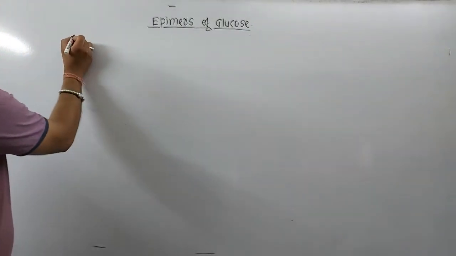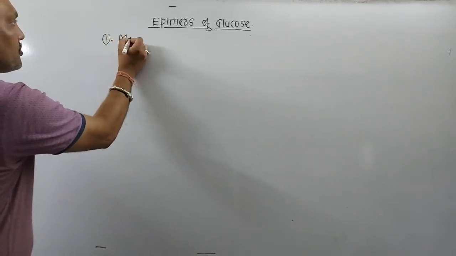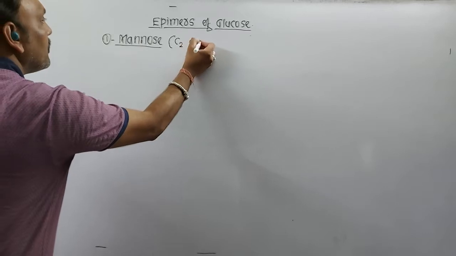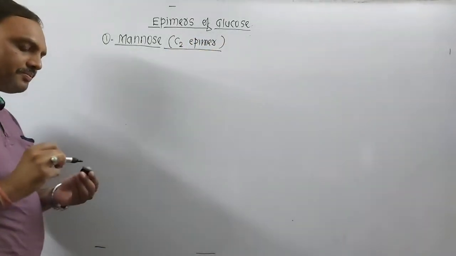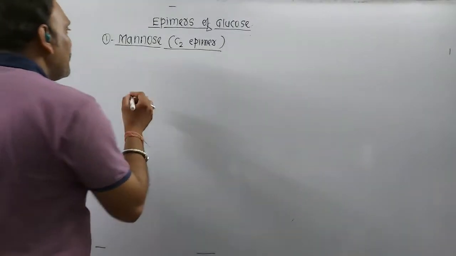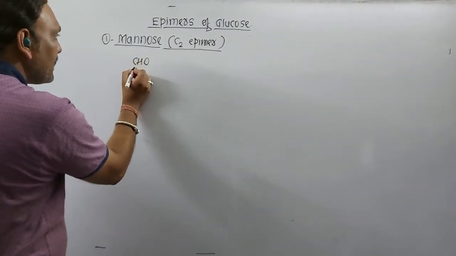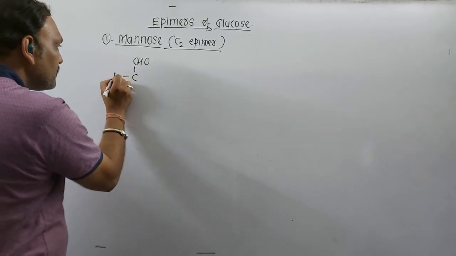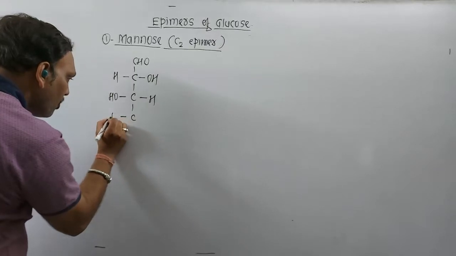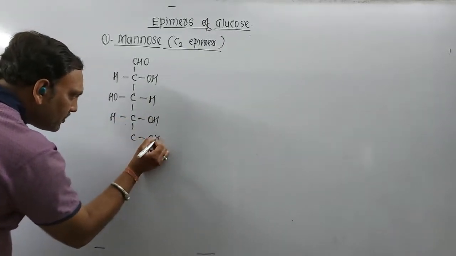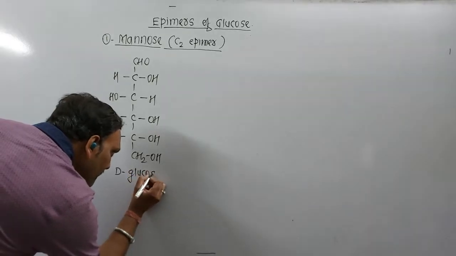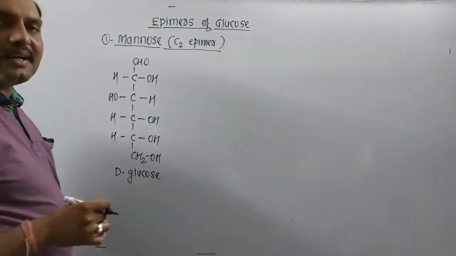Now, the very first epimer I would like to introduce is mannose. Now remember, mannose is the C2 epimer of glucose. What does it mean? Mannose has a different configuration at carbon number 2. Now we know very well that glucose can be given in this manner: CHO. Now this is the second carbon, CHOH. This is the third one, CHOH. This is the fourth, CHOH. This is the fifth, CHOH, and this is the sixth one. Now remember, this is D-glucose, as this resembles D-glyceraldehyde.